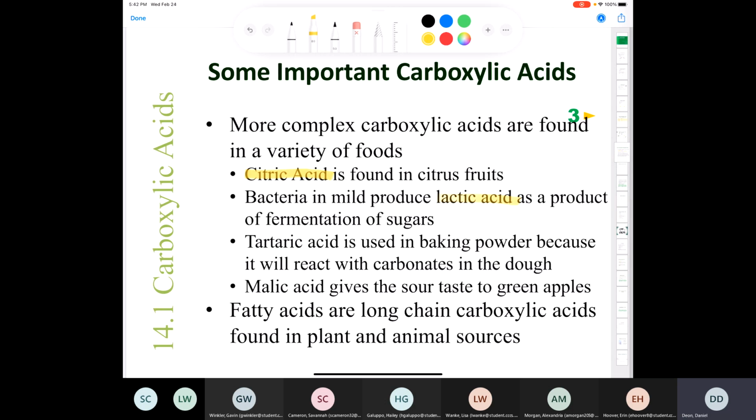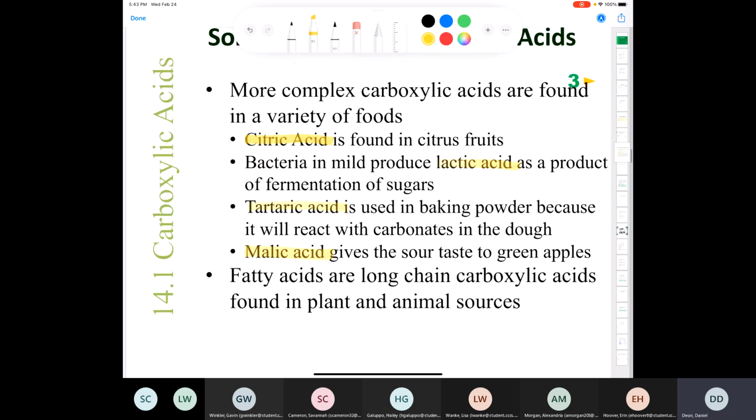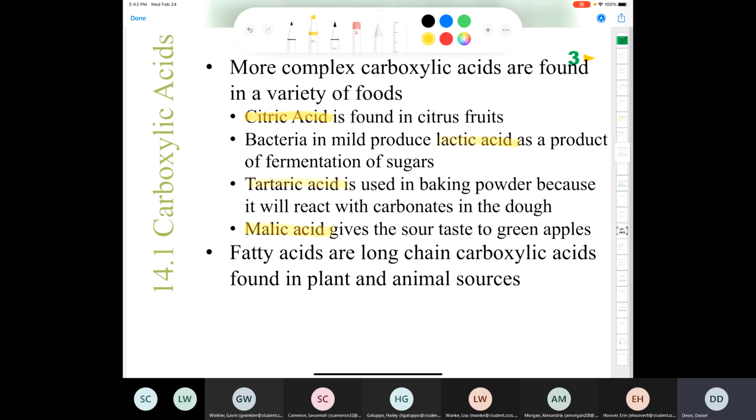Maybe not from the fermentation of sugars, but probably if you've ever done a strenuous workout, and you wake up the next day and you feel sore, that's due to a buildup of lactic acid in your muscles due to fermentation. And we'll talk about that later on in the class in another chapter. Tartaric acid is found in baking powder. If you like the sour taste of Granny Smith apples, that's malic acid that produces that taste. And then it says here that fatty acids are long-chain carboxylic acids that are found in plants and animals. So, you know what? When I was a student, I always wondered, what is a fatty acid exactly? Okay, what the heck do they mean by a fatty acid?